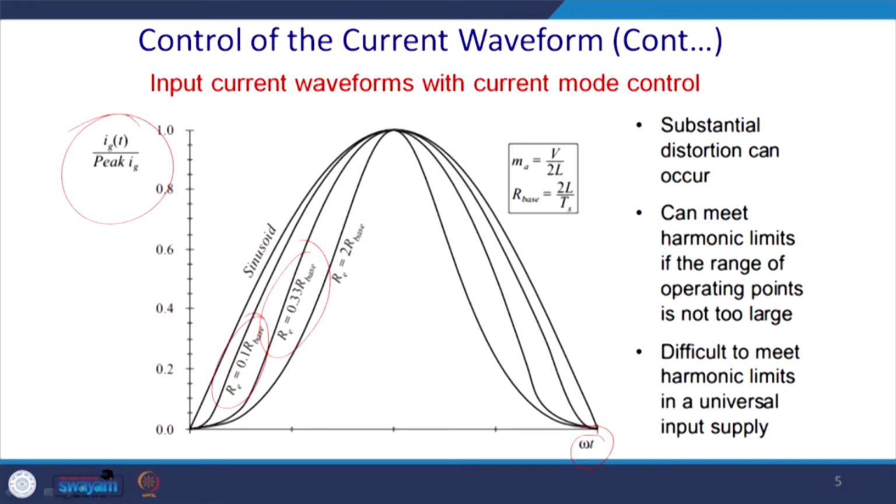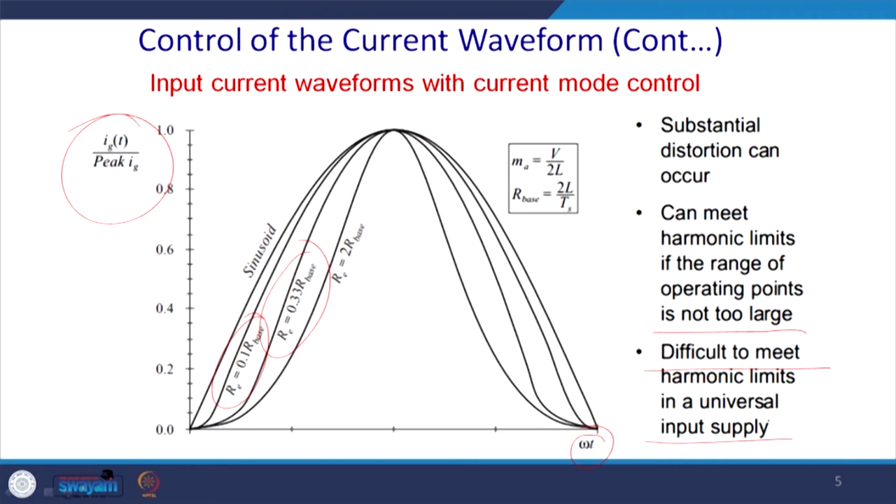So, we can meet the harmonic limit if the range of operating points is not too large; that is the condition. You can see that if you operate with R more than the base value, then you will find that peaky kind of transition, and THD will not be fulfilled by any of the standards. So, for this we say that it is difficult to meet the harmonic limits in a universal input supply.